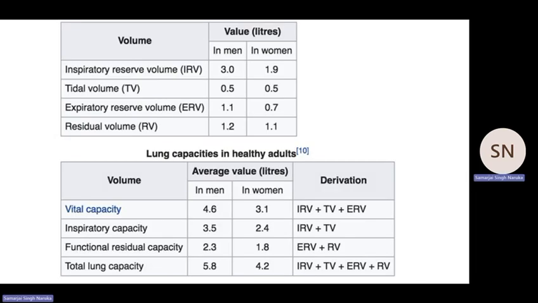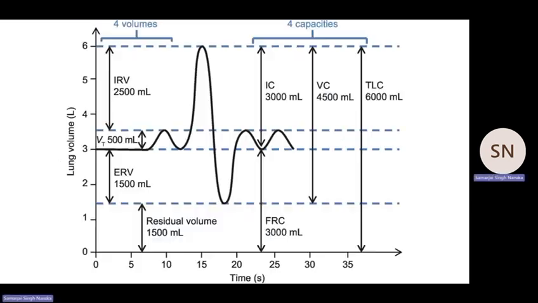Here you can see all the values written in a table form with their derivation and the ranges you might expect in men and women. We've gone through the four values for volume and the values essential for lung capacities. Now we come on to the spirometry graph.